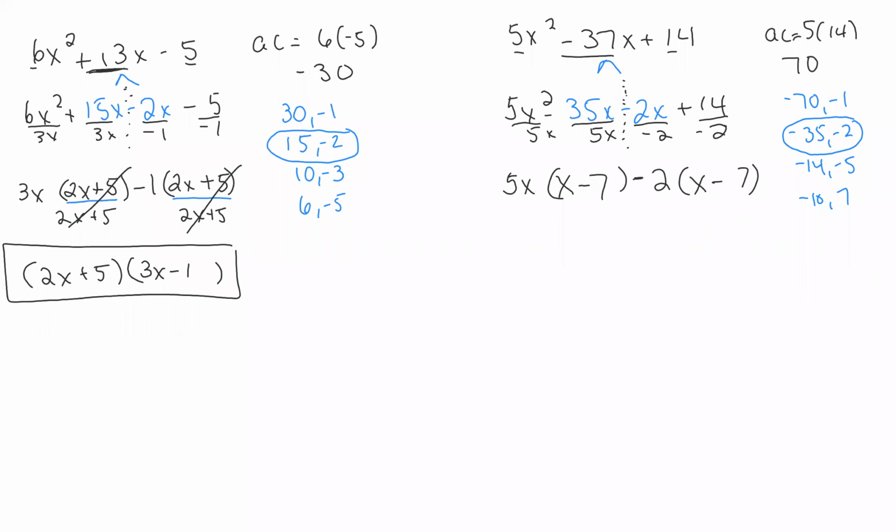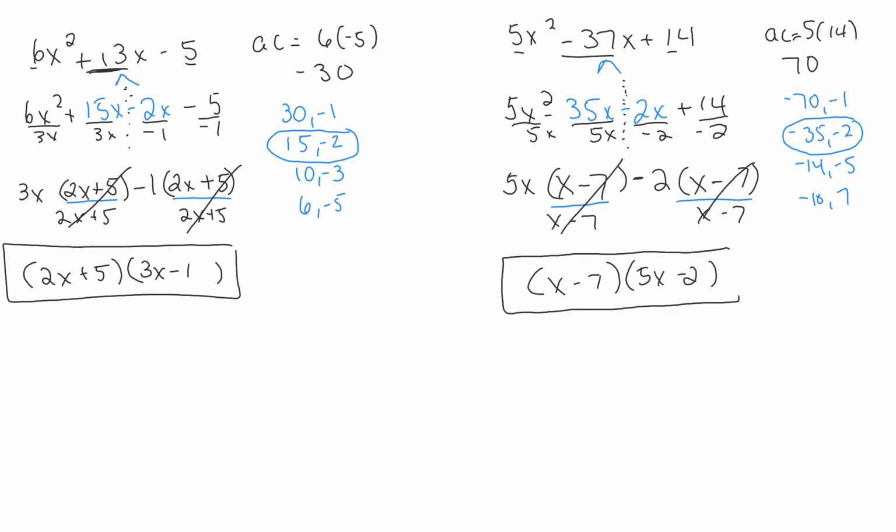So what do you notice about the stuff in parentheses? Well, it matches. All right. So that means my big overall GCF is x minus 7. And I'm going to divide the left and the right by x minus 7. The x minus 7s are going to cancel, leaving 5x minus 2. And that's it. All right.